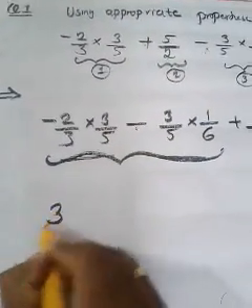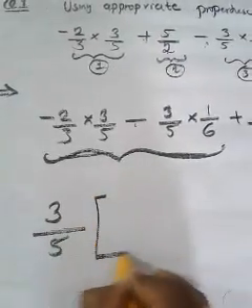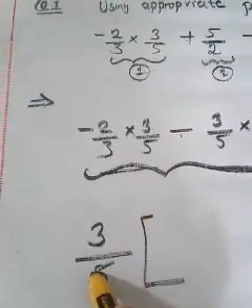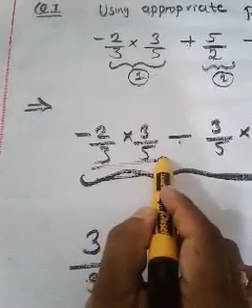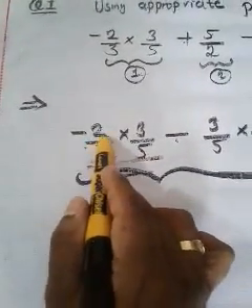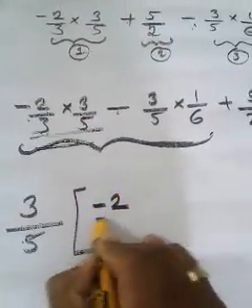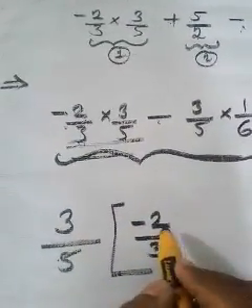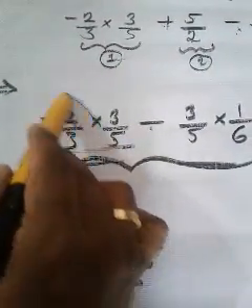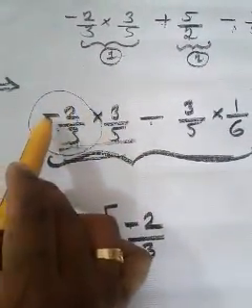So just take 3 by 5 outside. You know how to take 3 by 5 outside. When you take 3 by 5 outside, what will remain in this term? Only minus 2 by 3 will remain. Don't forget to write the sign: minus 2 by 3.